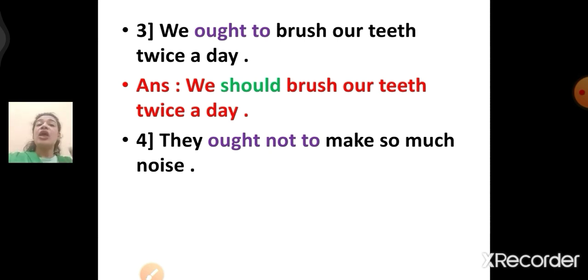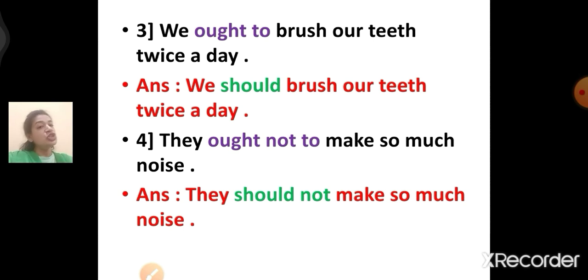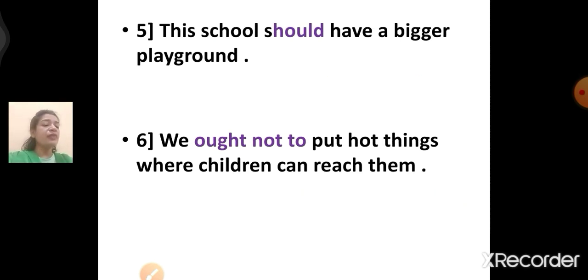Fourth one, they ought not to make so much noise. Now where there is ought not to, what are we going to write? Should not. Where there is should not, we are going to write ought not to. Here, they ought not to make so much noise. So they should not make so much noise. Fifth one.